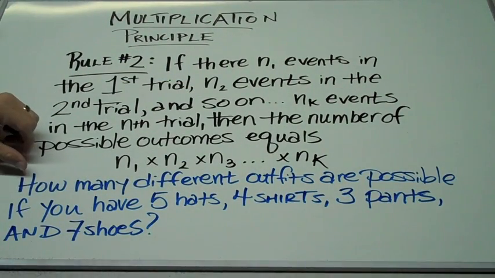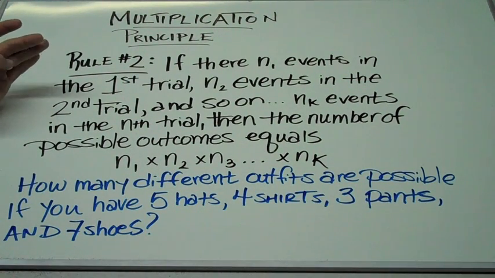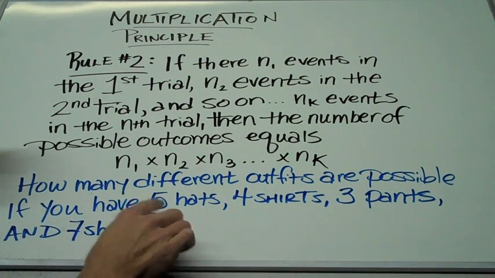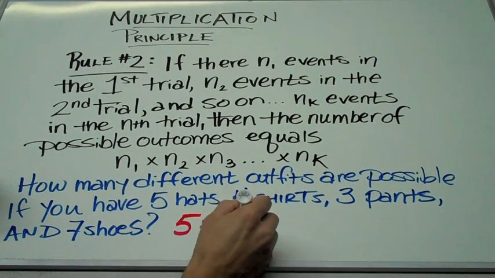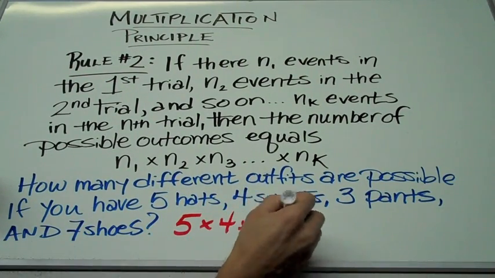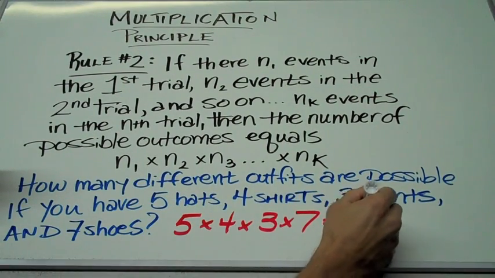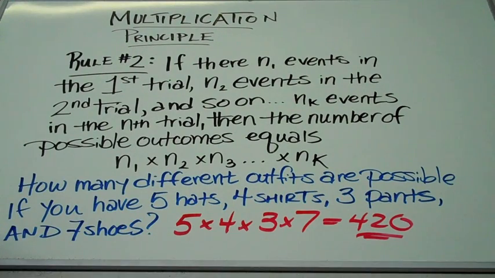How does this work? For example, how many different outfits are possible if you have 5 different hats, 4 different shirts, 3 different pants, and 7 different pairs of shoes? Well, in our first trial, we have 5. In our second trial, we have 4. In our third trial, we have 3. And in our last trial, we have 7. And that is equal to 420 different outfits you can wear with these parameters.